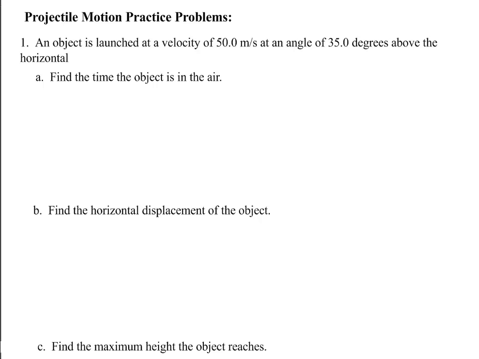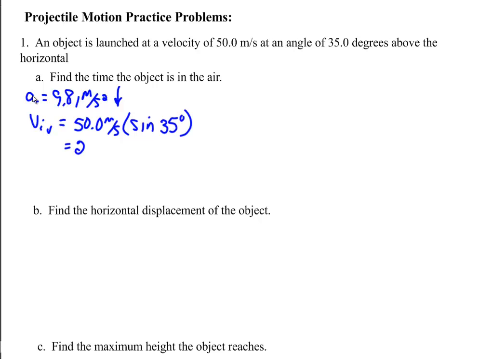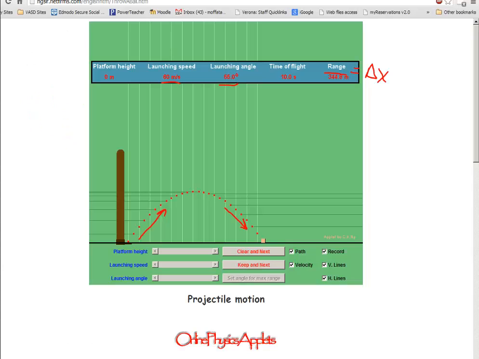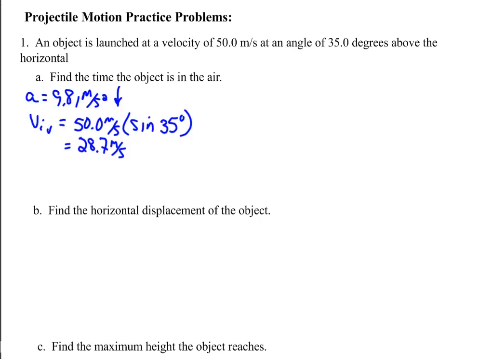I have an acceleration of 9.81 meters per second squared, and that is down. I have initial velocity in the vertical direction of 50 meters per second times the sine of 35 degrees. That gives me 28.7 meters per second. So now I'm going to use one of the kinematics because I have an acceleration of velocity. And if I take a look at the diagram I was just looking at, when my object is at the top of its path, its vertical velocity is 0. So when I look at this problem going up, final velocity in the vertical direction is 0.